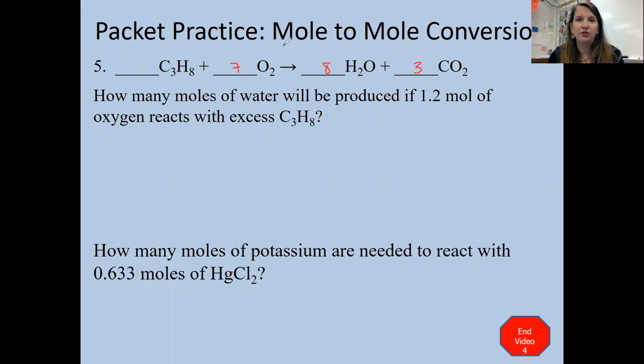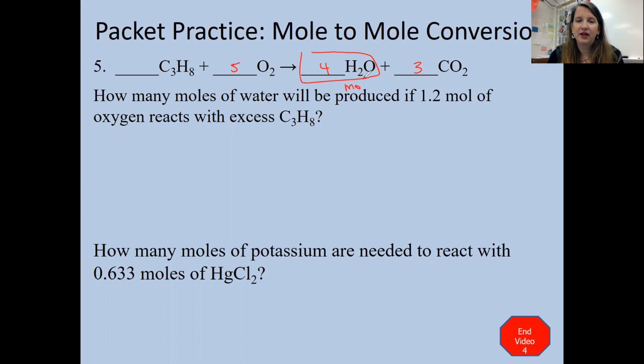Oh, shoot. Hang on. That shouldn't be an 8. I thought that was too high. It should only be 4. I need 8 total, so that needs to be a 4. So this should only be a 5. 4 plus 6. So I'm looking for moles of water. So that's what I'm trying to find.